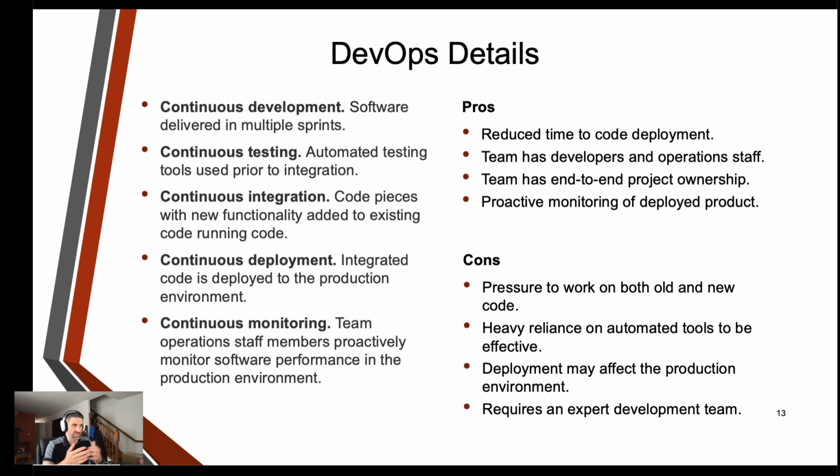Deployment may affect the production environment, so this is a big deal. If somehow something slips through the cracks of testing and gets deployed into our production environment and it breaks something, well, then we have to fix it real fast. Otherwise, the customer is not going to be happy, right? So there's that risk. So there's a little bit of a less strict assurance around what's being deployed being without fault.